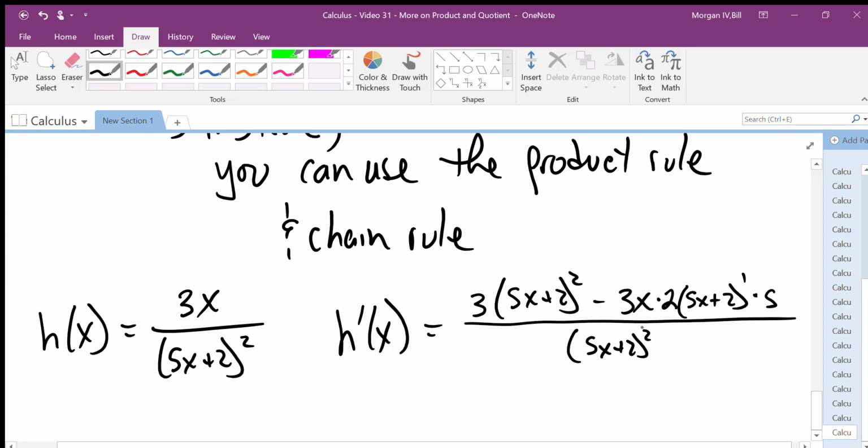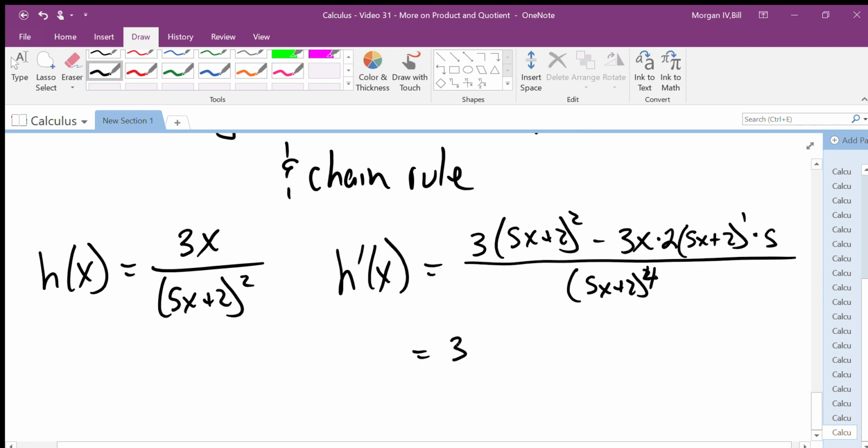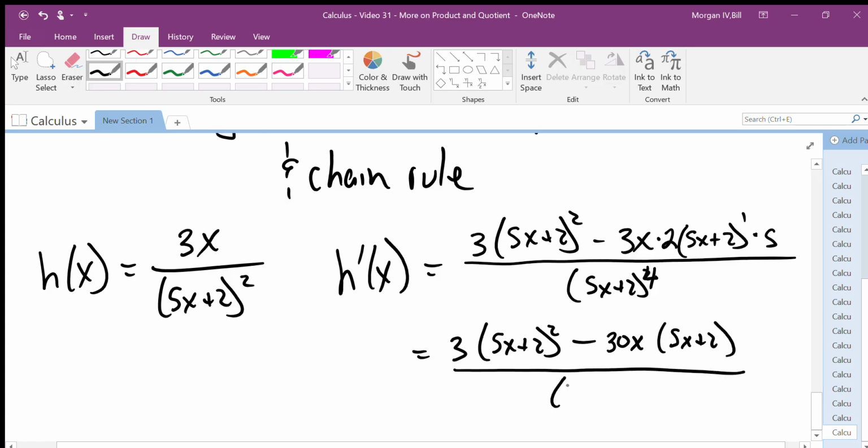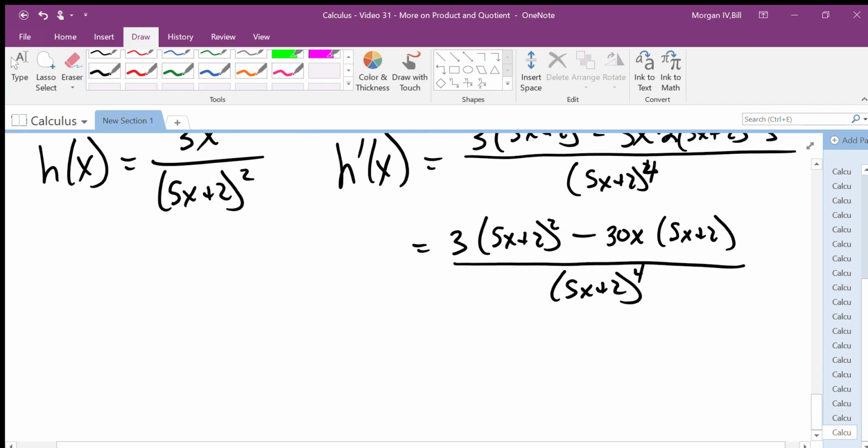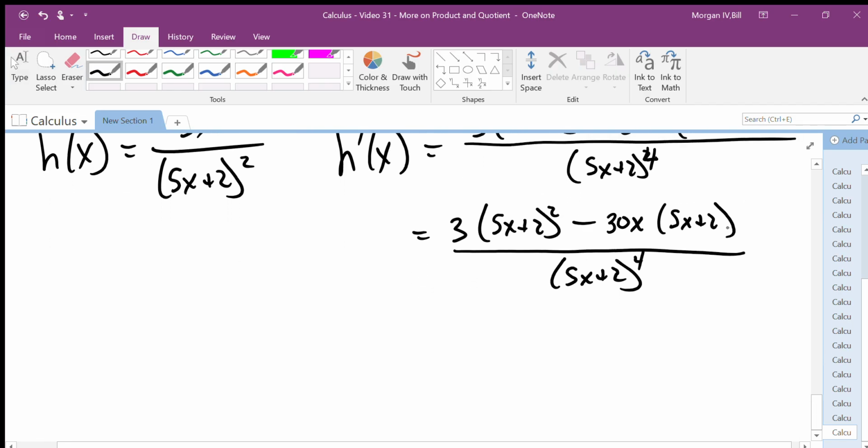All over the denominator, 5x plus 2 squared, and if you square it, you get a fourth power. Okay, so here we have 3 times 5x plus 2 squared minus 3 times 2, 6, times 5, 30x times 5x plus 2, all over 5x plus 2 to the fourth. And what you should see in the numerator is you could actually factor out a 5x plus 2 term as well as a 3.